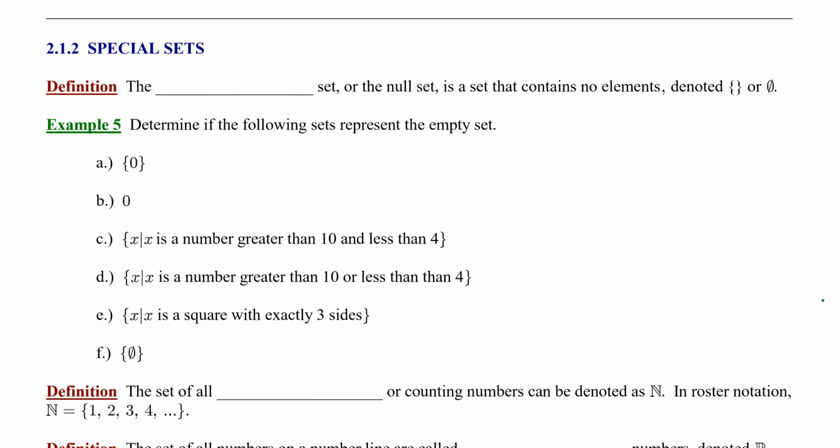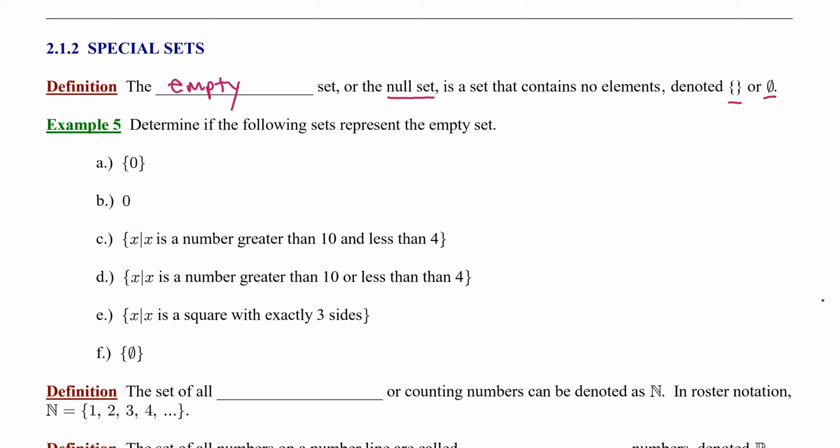Definition. The empty set, our first special set that we're learning about, also known as the null set, is a set that contains no elements. That is, it is empty. There's two ways that we can denote the empty set. One way is with a set of curly braces that contains no elements, or a zero with a slash through it. What zero does for real numbers, the empty set does for set theory. It's sort of the idea of zero for sets.